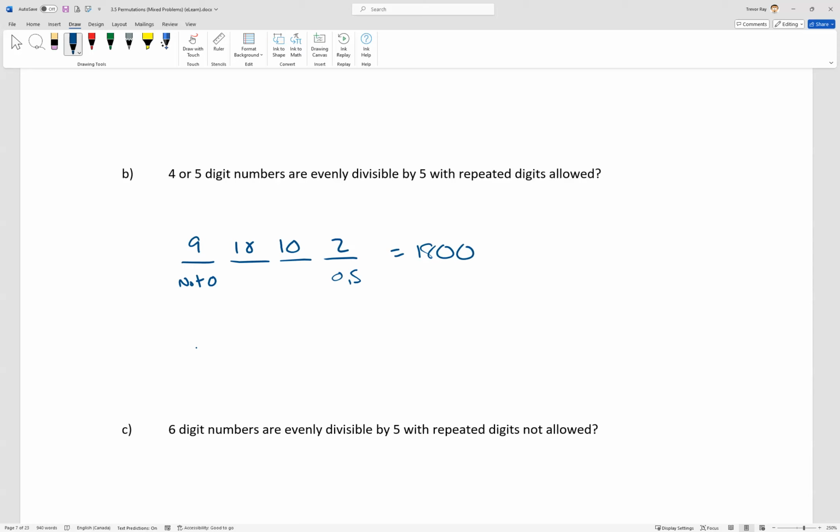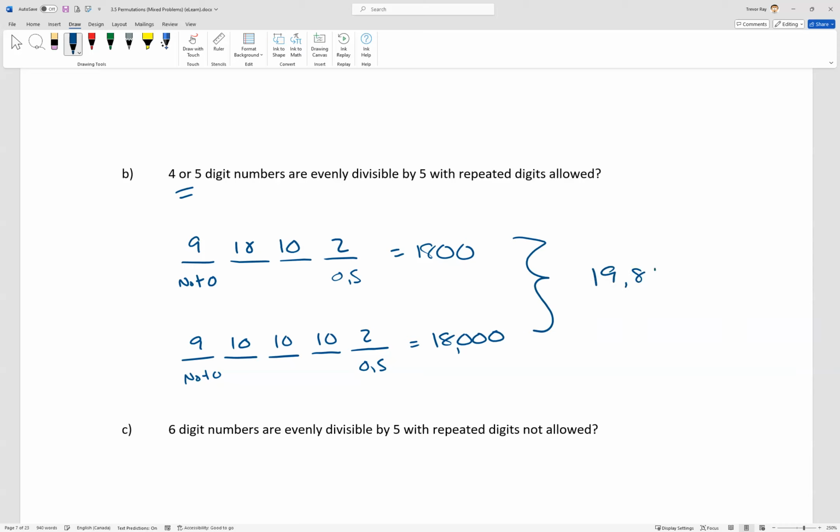Now, if we did this as a 5-digit number, same thing. The last number can be a 0 or 5. This one can't be a 0. So now it's 9, 10, 10, 10, 2, which is going to be 18,000. And since it's 4 or 5 digits, we just add those together and get 19,800 possible 4 or 5-digit numbers.